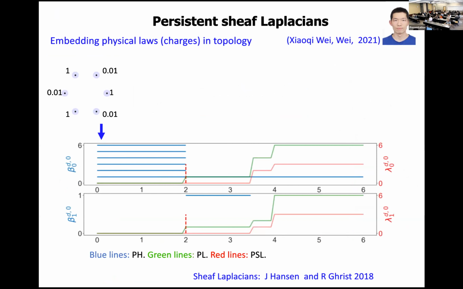In addition, we're also looking into a sheaf Laplacian. The reason we want a sheaf Laplacian is that it enables us to embed physical laws, like the Coulomb interaction, in the topological representation. For example, I have different charges over there, right? In such a case, you want to use this algorithm to embed that information into the topological representation. That's how sheaf theory can help us.